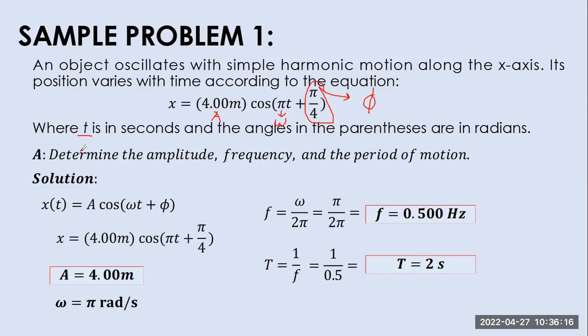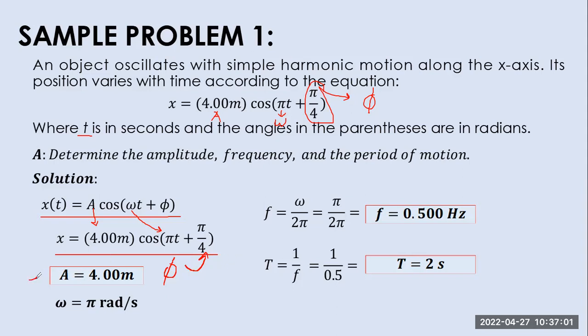So, A, first, it is asking to determine the amplitude, frequency, and the period of motion. So, let's rewrite our formula, and then rewrite the equation of our problem. So, here is the equation of our problem. Write down our amplitude, which is 4 meters. And our omega or angular frequency is pi. And then this value is our phase constant.